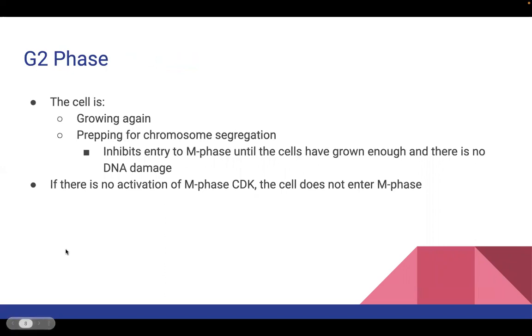Okay. So in G2, the cell is again growing and prepping for chromosome segregation, which just means it's inhibiting entry to M phase until the cells have grown enough and have enough nutrients and that there is no DNA damage. And without activation of M phase CDK, the cell will remain in G2 and not enter M phase.